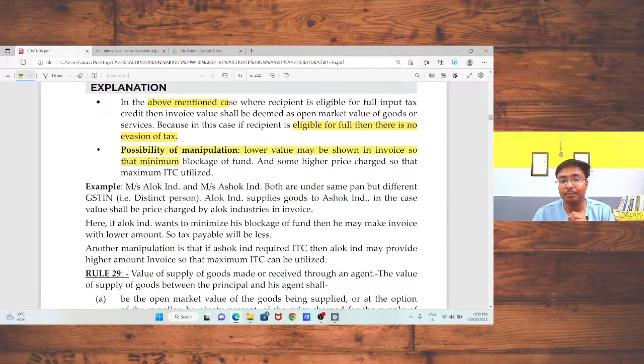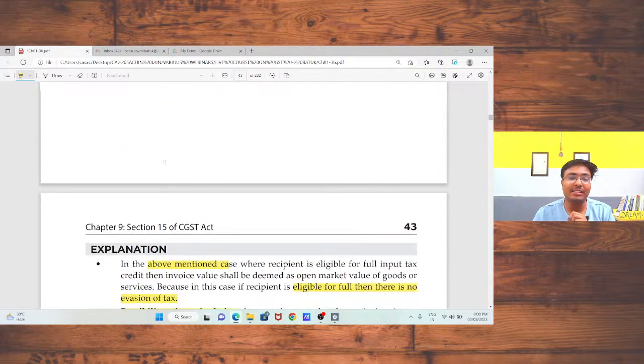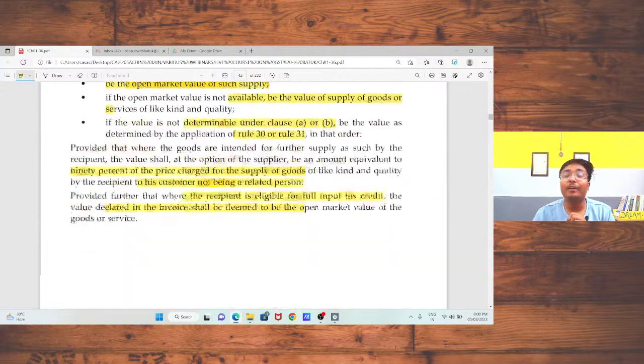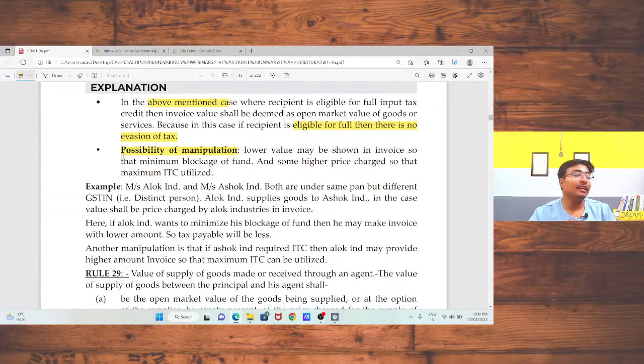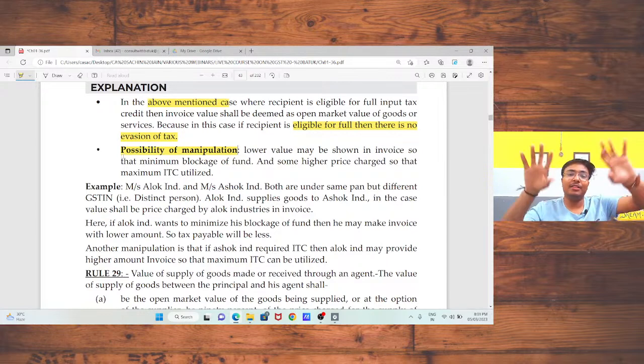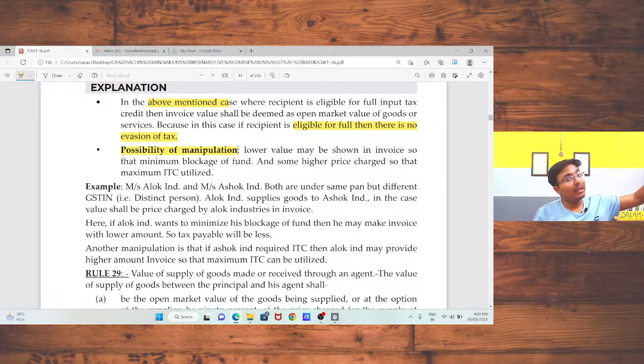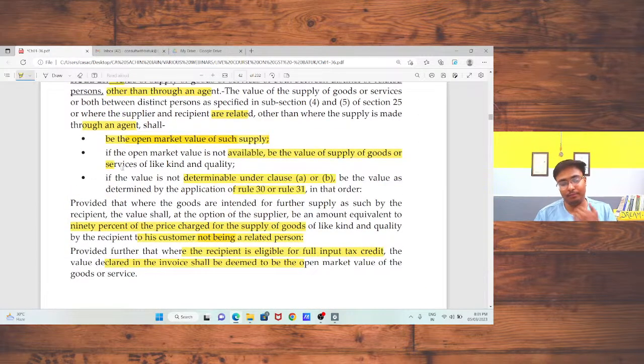Possibility of manipulation. Sir, this clause is there under rule 28. If I am going to provide that product to my branch for 1 lakh rupees and the GST rate is 18%, then my branch is eligible to take the input tax credit of 18,000 rupees, and if the recipient is eligible for full input tax credit, the price charged by me is treated as the open market value. This is already mentioned here.